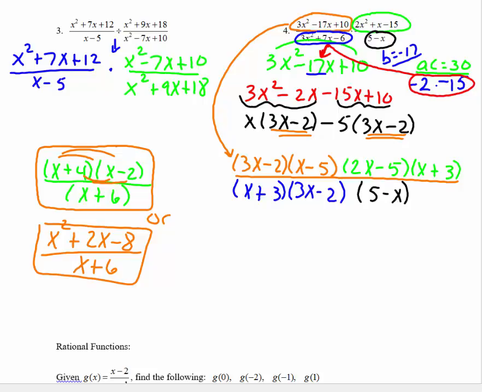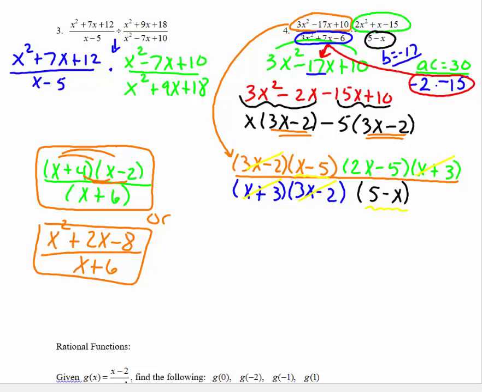So now we'll look for any terms that appear on top and bottom. We have a 3x minus 2, so those are going to cancel on top and bottom. We have an x plus 3, and that will cancel on top and bottom. If we look at the x minus 5 and the 5 minus x, we see that those are the same, but just flip-flopped with the signs. So how do we remedy that?